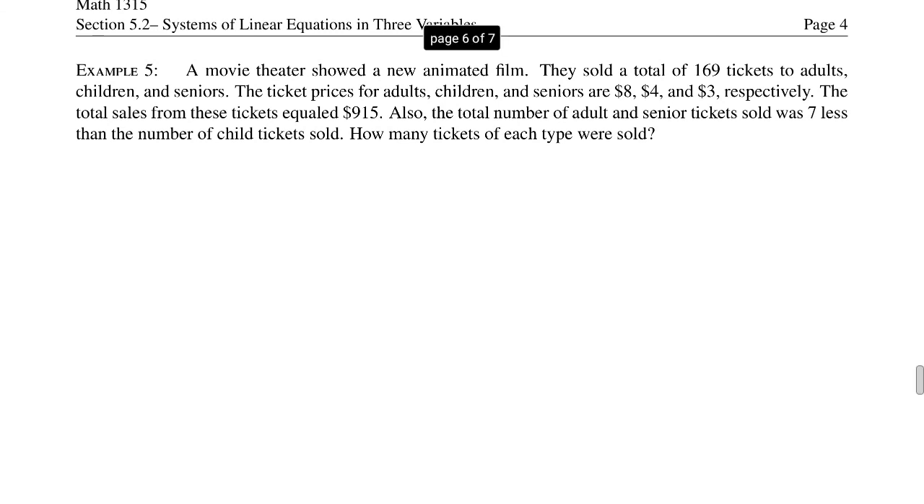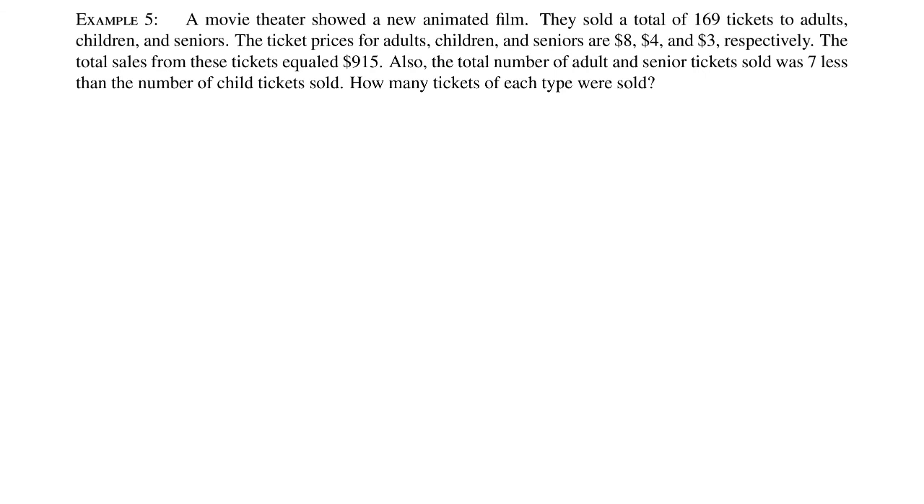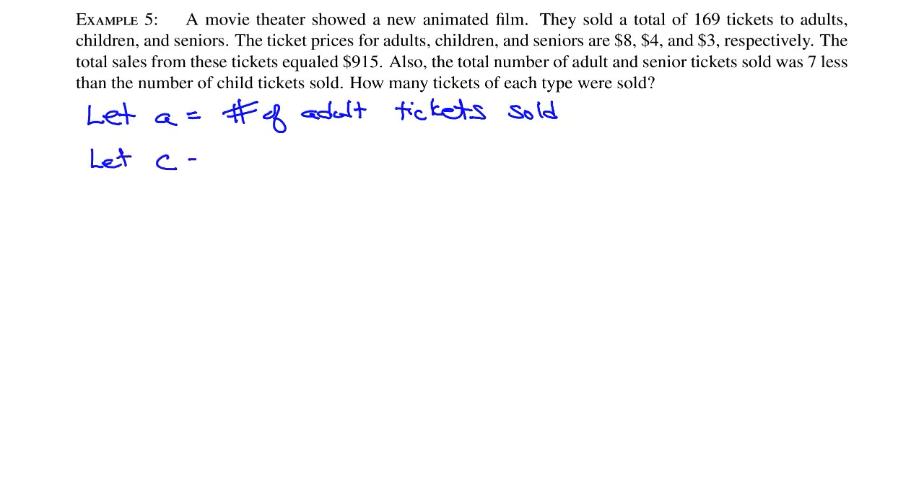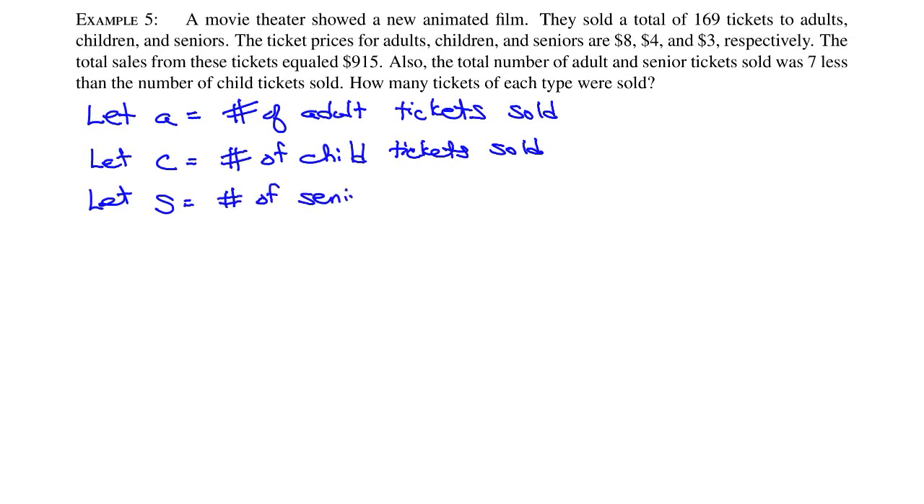So first, let's start by declaring our variables. Let A equal the number of adult tickets sold. Let C equal the number of child tickets sold. And S equal the number of senior tickets sold.